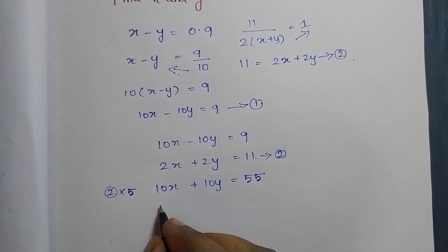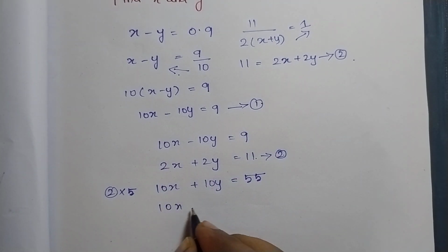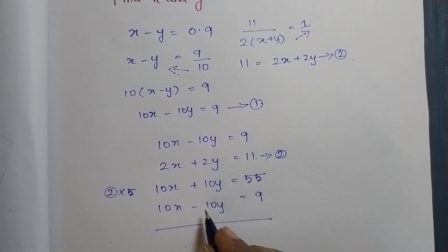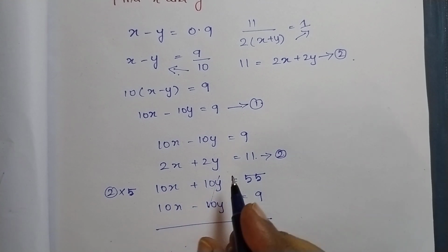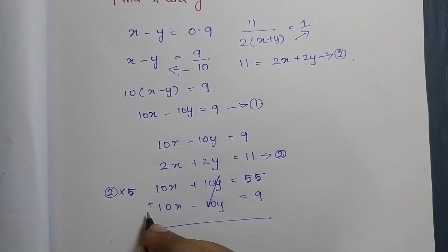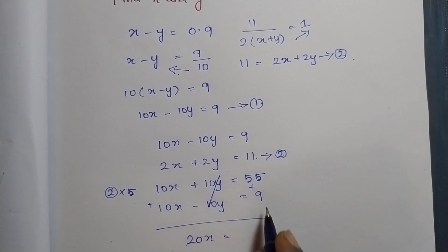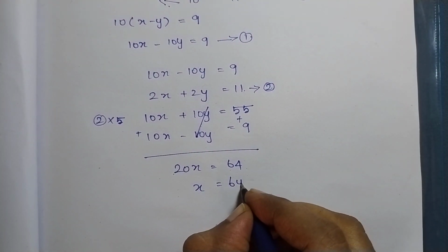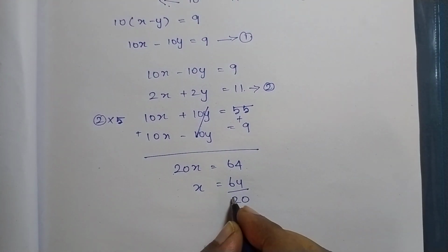And I am going to write the first equation here. So if you see this, here plus, here minus, so these both get cancelled. So this will be in addition state, this will be in addition state. Therefore 20x is equal to, here the 64. Therefore x is equal to 64 by 20.